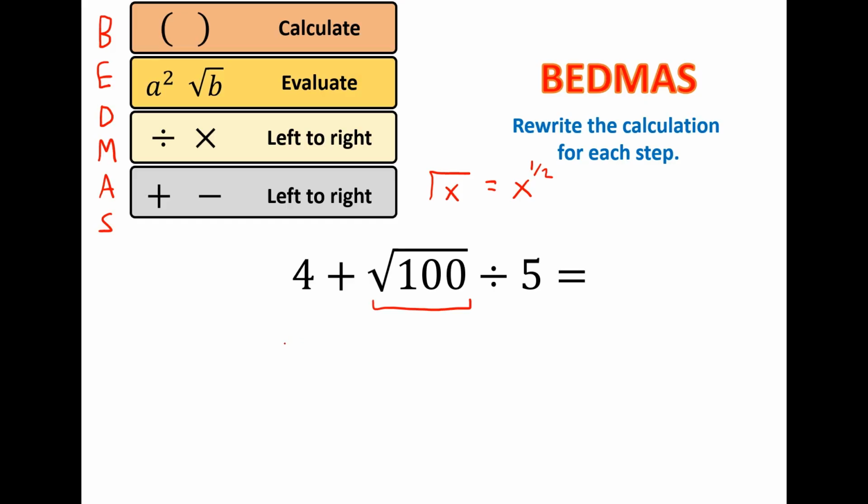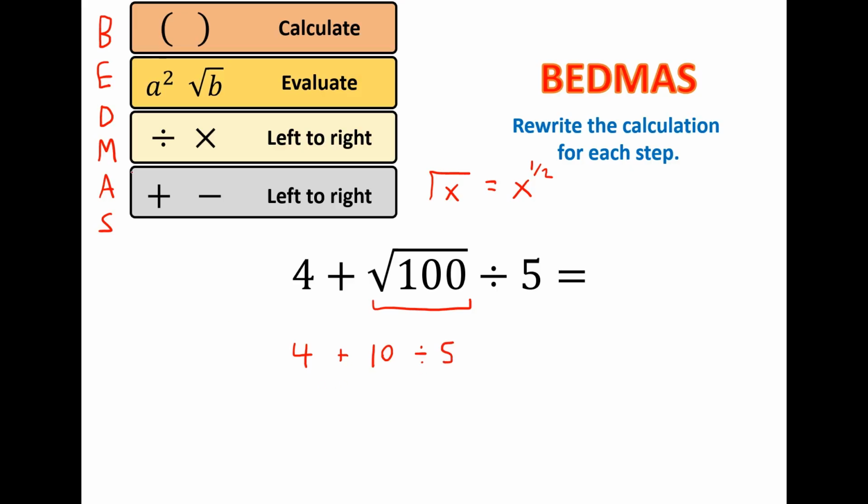What is the square root of 100? So for this one, think about this. What number can multiply by itself to get to 100? And the answer should be 10, right? Because 10 times 10 is 100. So we're going to have 4 plus 10 divided by 5.